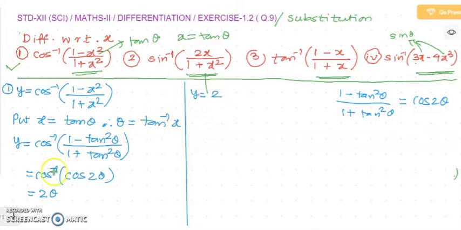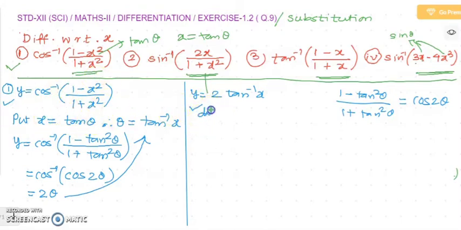2 into theta means what? Just get back to this value. Theta is equal to tan inverse x. So y is 2 tan inverse x. Now y is simple. This was the original y expression. Now we have got y like this. So see how much simple it has become.